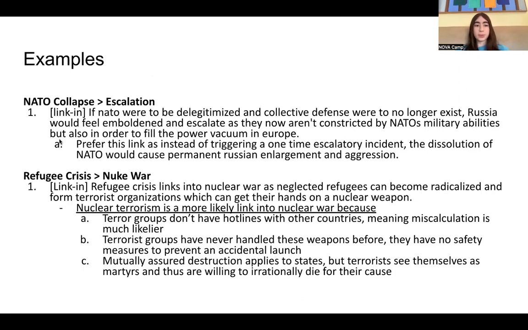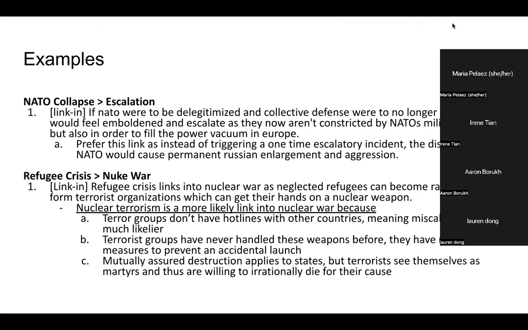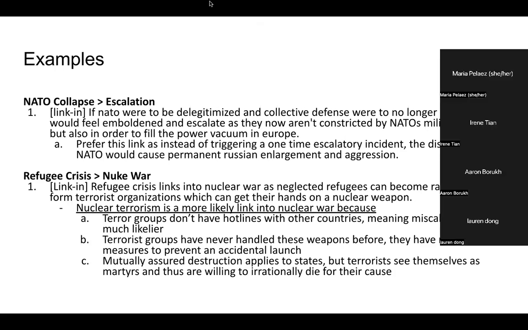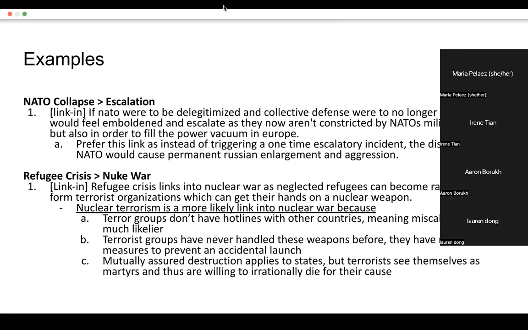So if I use buzzwords to explain this, this is the link-in, and what you're doing is scope weighing or magnitude weighing that link-in. You're saying that my link into Russian escalation happens on a bigger scale, because it's not just a one-time escalatory incident, it is permanent Russian enlargement. So in a sense, you are creating magnitude weighing off of a link-in. And what that does is it makes it comparative. It gives you an advantage. It gives you comparative weighing. Does that make sense? Does anyone have any questions about that example?